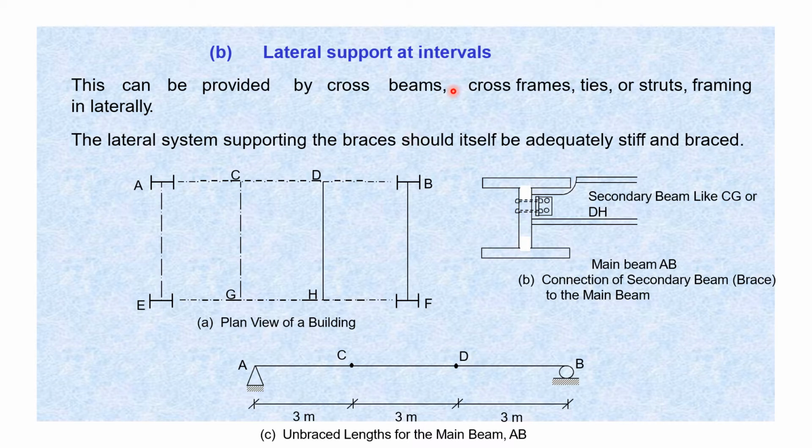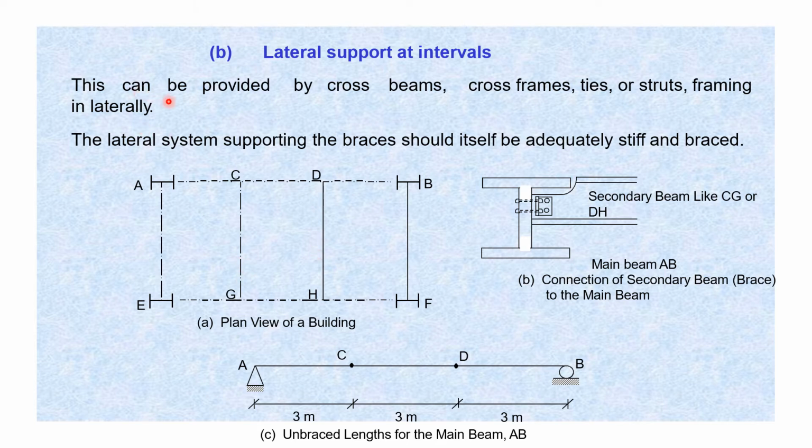Now, lateral supports at intervals. Here you can see A to B. This is a main beam. Here is a secondary beam. This is a main beam. Here A to B, but at points C and D there are supports.